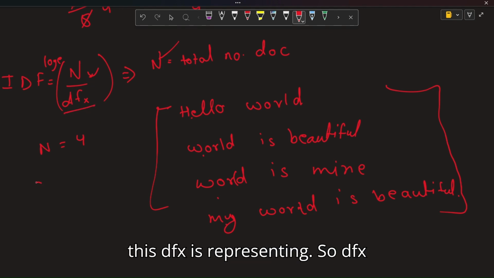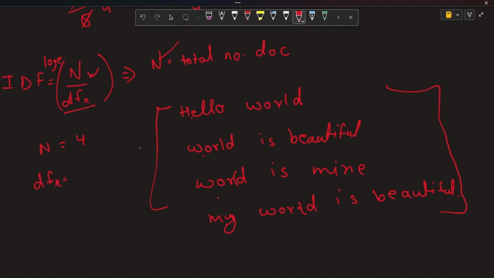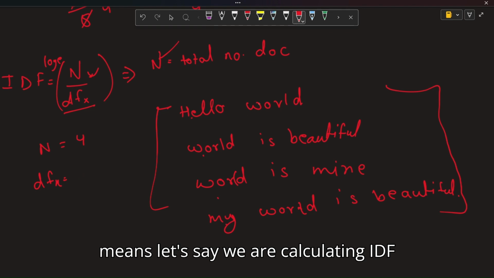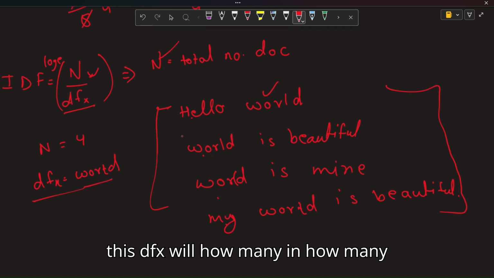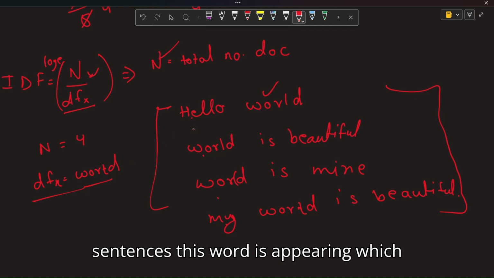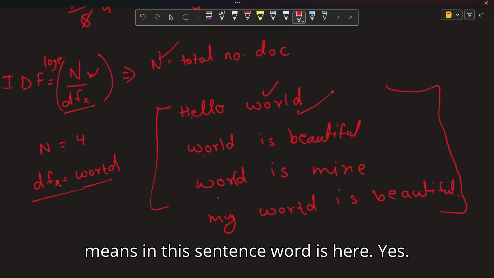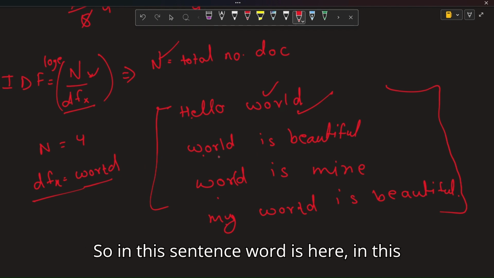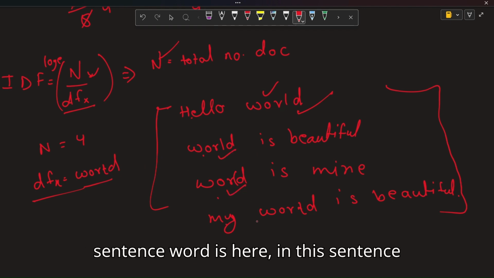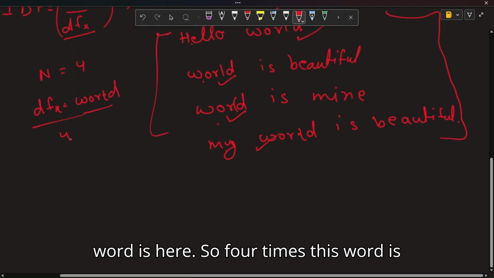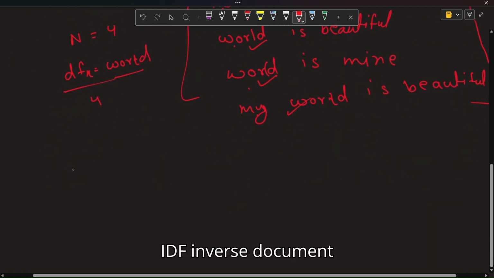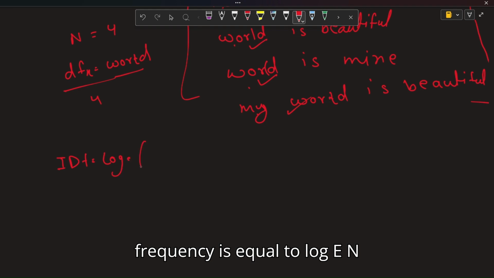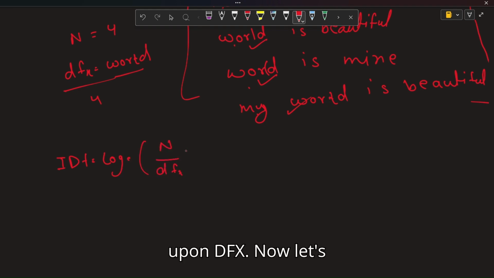Now let's see what this dfx is representing. Let's say we are calculating IDF for the word world. So for world, dfx is the number of sentences in which this word is appearing. In this sentence world is here, in this sentence world is here, in this sentence world is here. So this word is occurring in every sentence, all 4. IDF, inverse document frequency, is equal to log e n upon dfx.